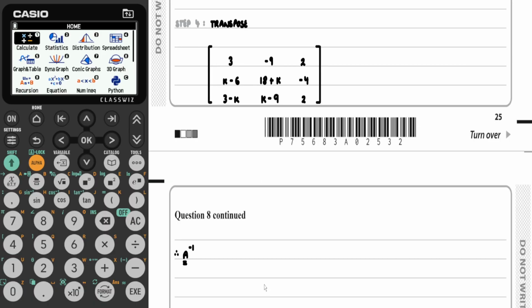And so the inverse of A is equal to 1 over the determinant, so that's 1 over 2k, multiplied by this matrix shown here. Hence, what we see here is the inverse of A.